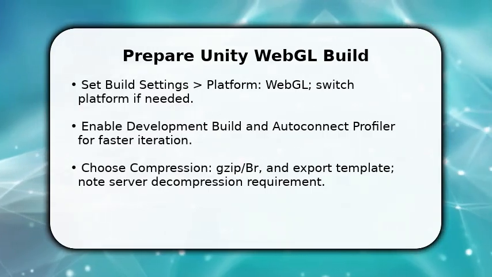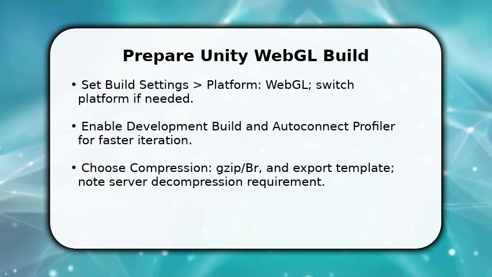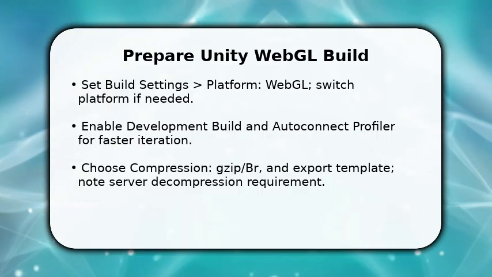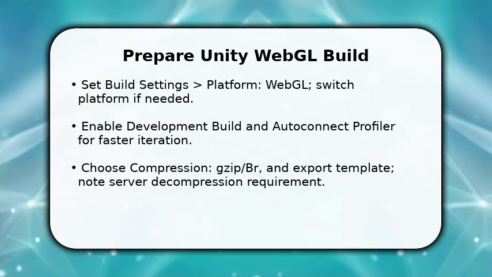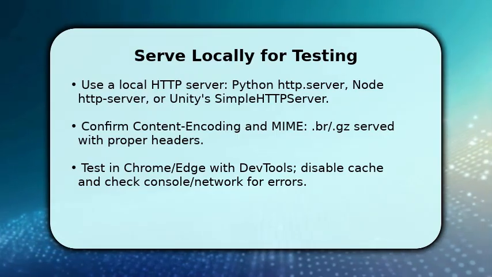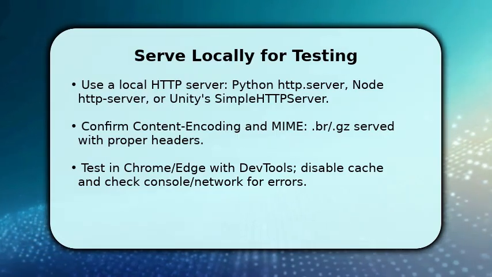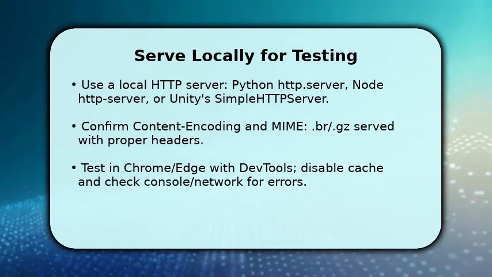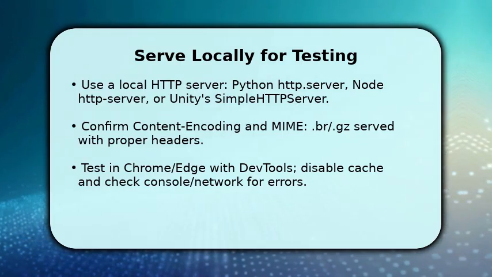Make sure your Unity version and WebGL module are installed. This avoids mismatched runtime errors when you serve the files. You must serve the build over HTTP, file:// will fail. Start a local server, python -m http.server 8000 or npx http-server ./build -p 8000.